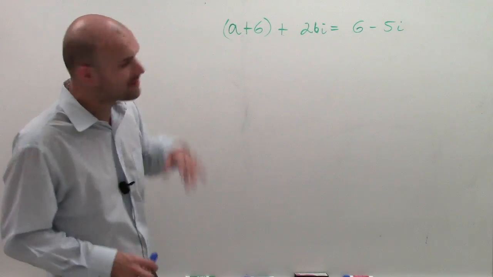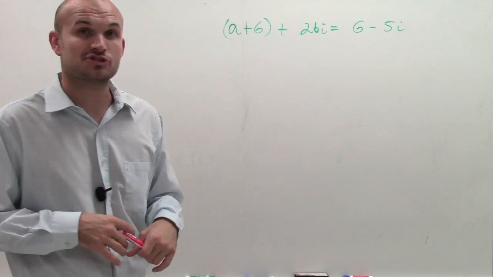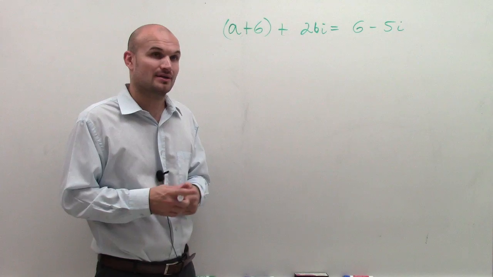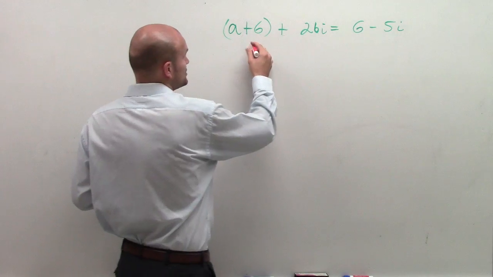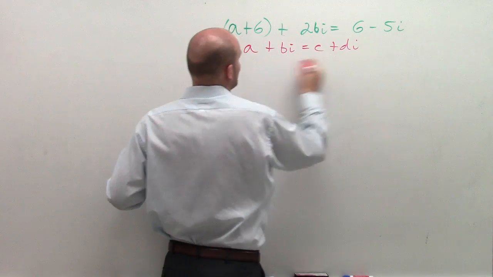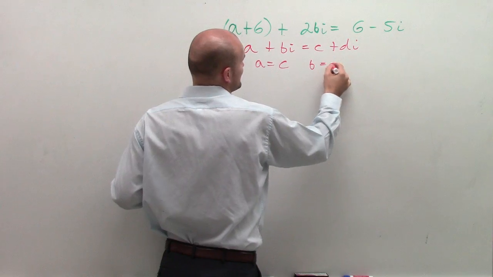Welcome. For this problem, we're asked to find the values of a and b that make this equation true, meaning I have two complex numbers that are equal to each other. Remember, for complex numbers to be equal, I need a plus bi equals c plus di, where a is equal to c and b is equal to d.